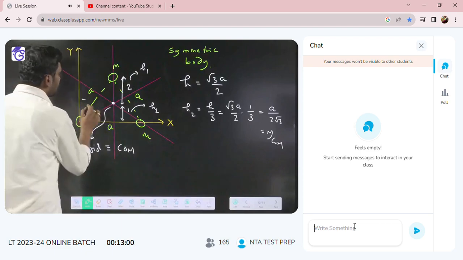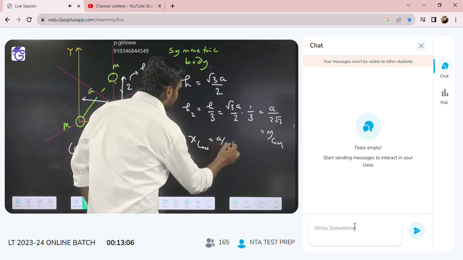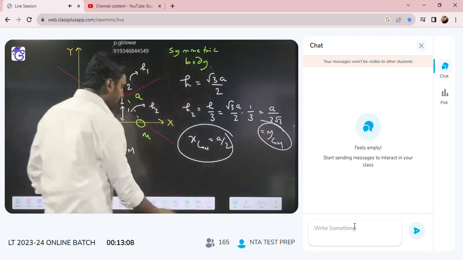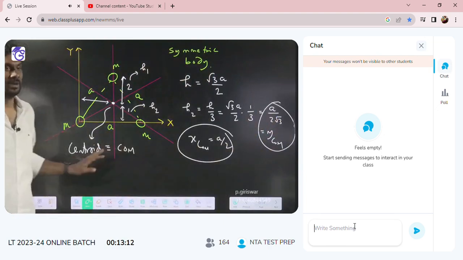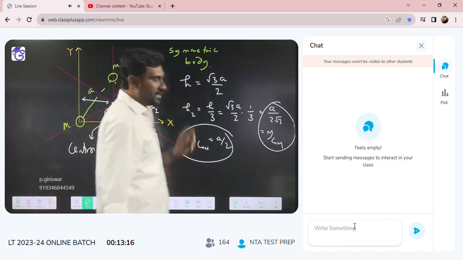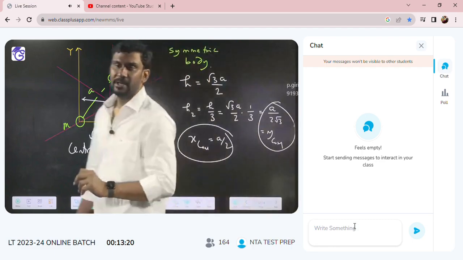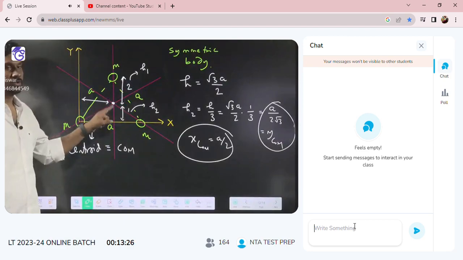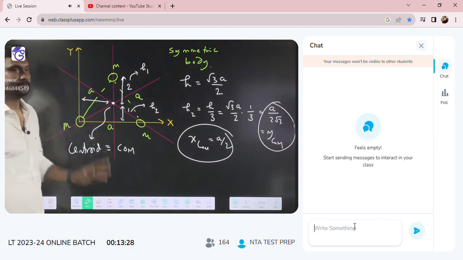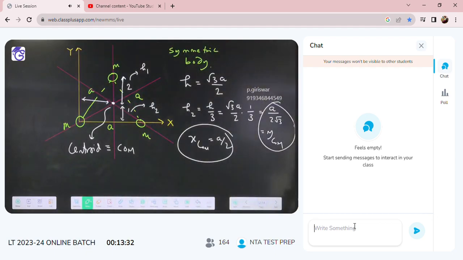X center of mass, this distance, directly we can write x center of mass is equal to a by 2. So y center of mass is root 3 a by 2 root 3, and x center of mass is a by 2. Did you enjoy it? Without writing a single equation, we just apply the concept. Concept is center of mass is the intersection of axes of symmetry. 3 axes are cutting here, so it will be the center of mass. Done. Is this understood by everyone? Please respond. Did you get the clarity?